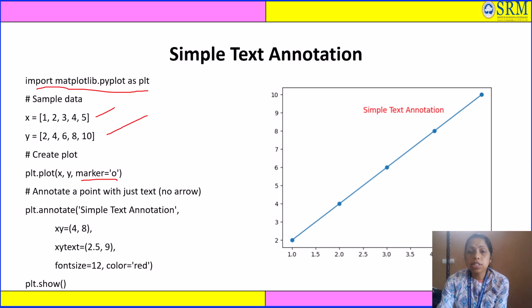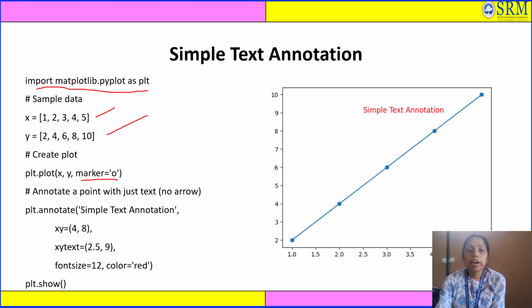xytext means where the text will be located. The text will be located at x is 2.5 and y is 9; at this location the text will be positioned. So xytext means the text position, and xy means the point for which you want to add the text. Then font size equals, say, 8, and color equals red. This is up to you. If you do not write it, it will automatically get some color and some font size.